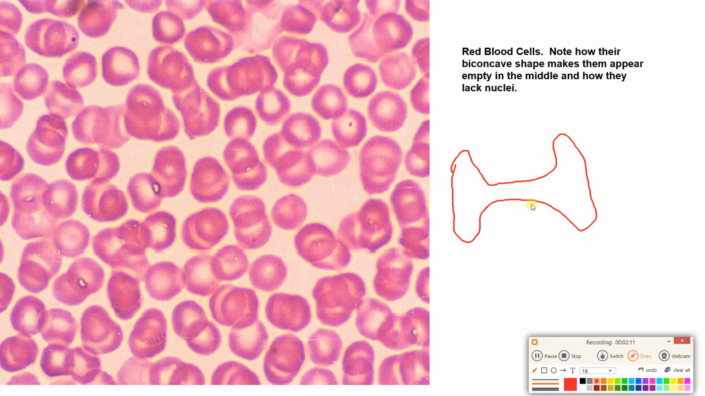Now, this structure is called a biconcave shape. Concave means you're like punched in. Bi means twice, so it's punched in twice. So this biconcavity is what gives them this donut sort of shape.